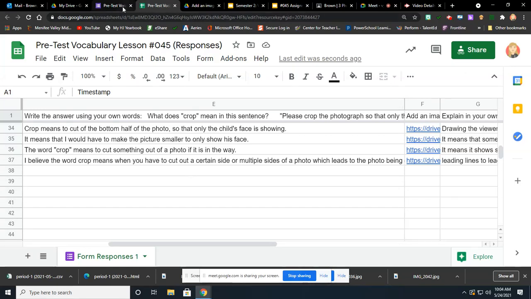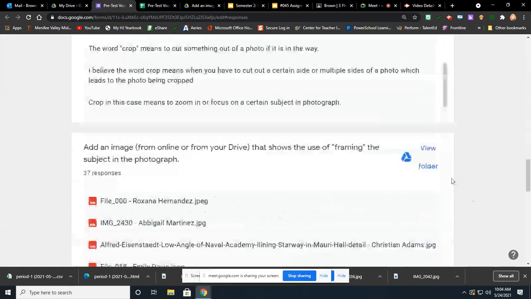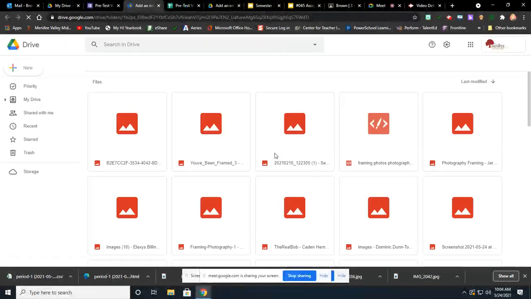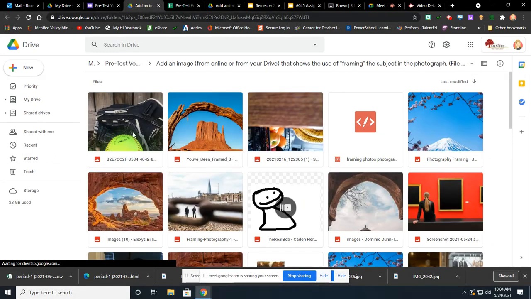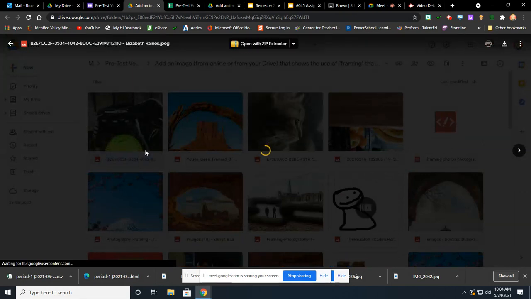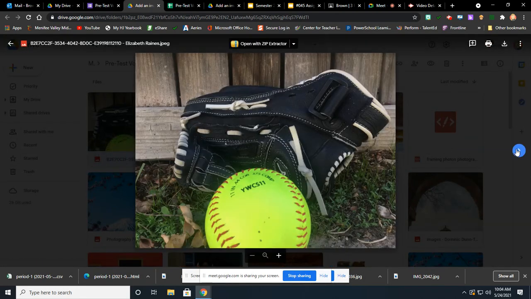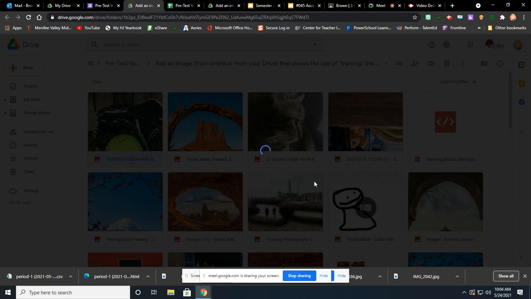All right, let's take a look at your photos. Let's see what we chose as framing and see how we did there. Now, when something is framed, we should be able to know exactly what the subject is. Okay, good. So we have the ball in the front and we have the glove behind it. Notice how the picture is cropped, which in this case, we're using the crop as the framing for this picture. Excellent. We know exactly where to look.